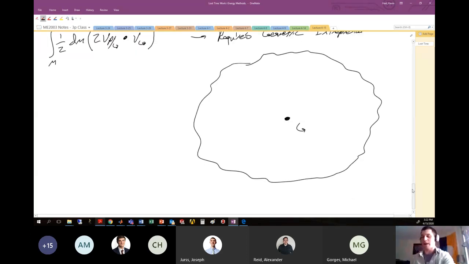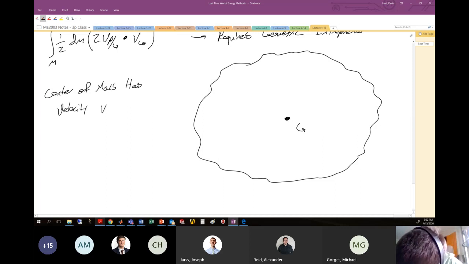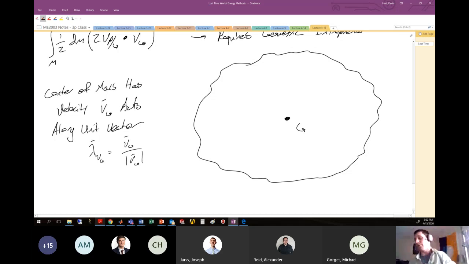We're going to say here that the center of gravity, G, has velocity, and it acts along a unit vector, lambda, defined as the velocity of G normalized by the magnitude of the velocity of G. So this is just a unit vector in the direction of the velocity. Let's say this guy has some velocity, and I'll draw it in a random orientation. Here is the velocity of point G, and the unit vector associated with it is lambda in the direction of the velocity of G. Pretty easy to understand. This is sort of the foundation.